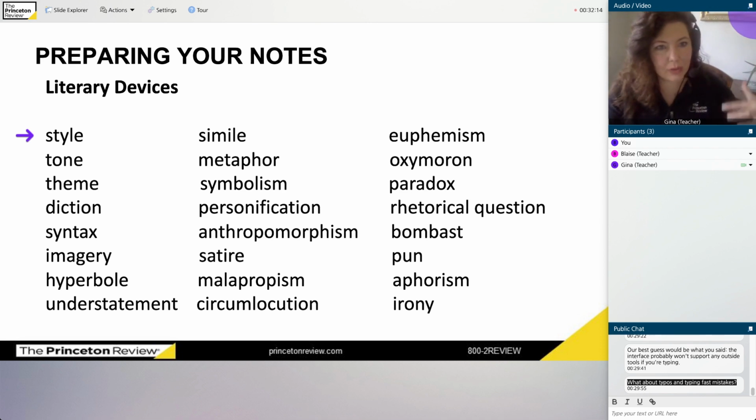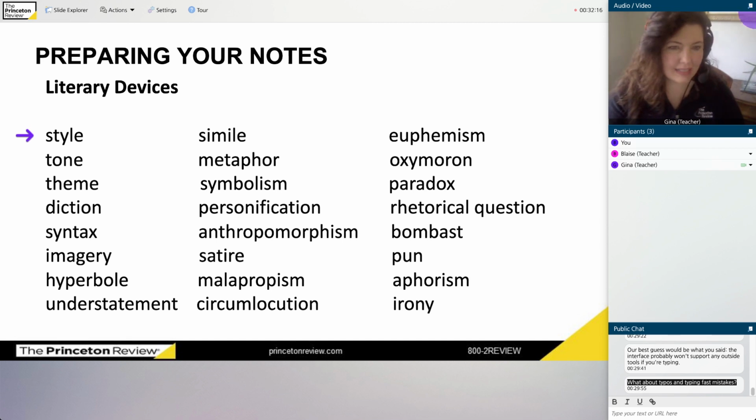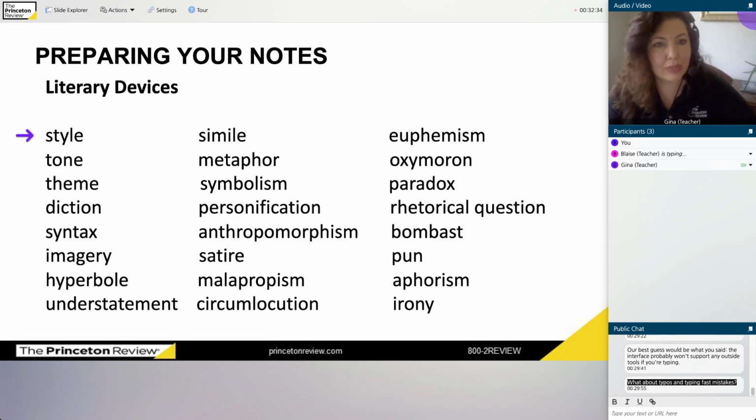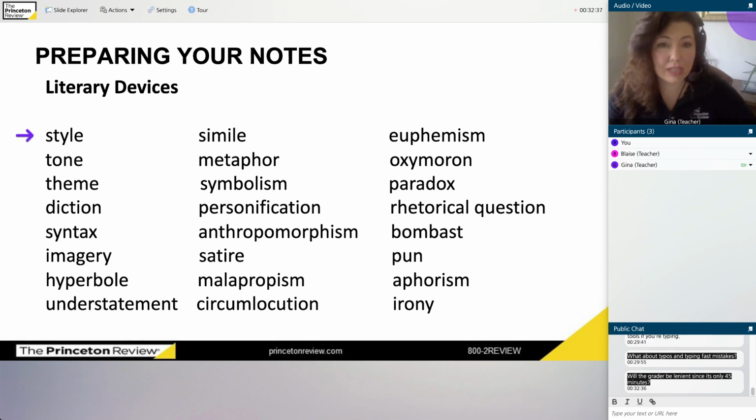The key is you have to know that these things exist and be prepared to discuss them if they are appropriate. I'm not saying that all of these things will show up in one essay. That's not going to happen, right? But you could have 3, 4, 5 of these things show up in one speech or one piece of writing. And so you need to know these things exist so that you can discuss them.